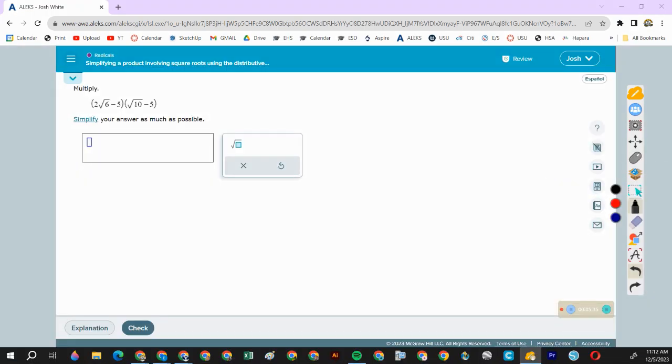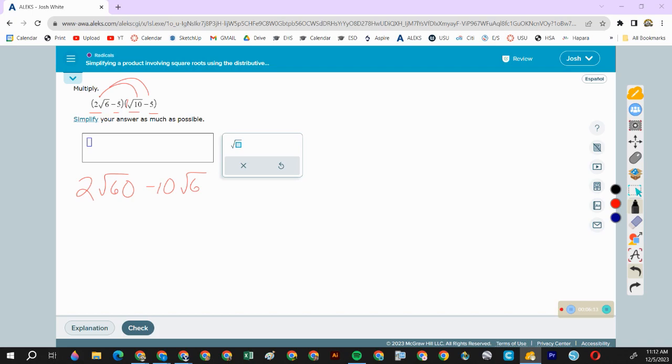Okay. Here we multiply. So I have a binomial times a binomial. So multiply that. Outside times outside, inside times inside. This is a 1. 2 times 1 is 2. Root 6 times root 10 is root 60. Now that. Outside times outside is negative 10. And inside times inside would be root 6. Does everybody get that?